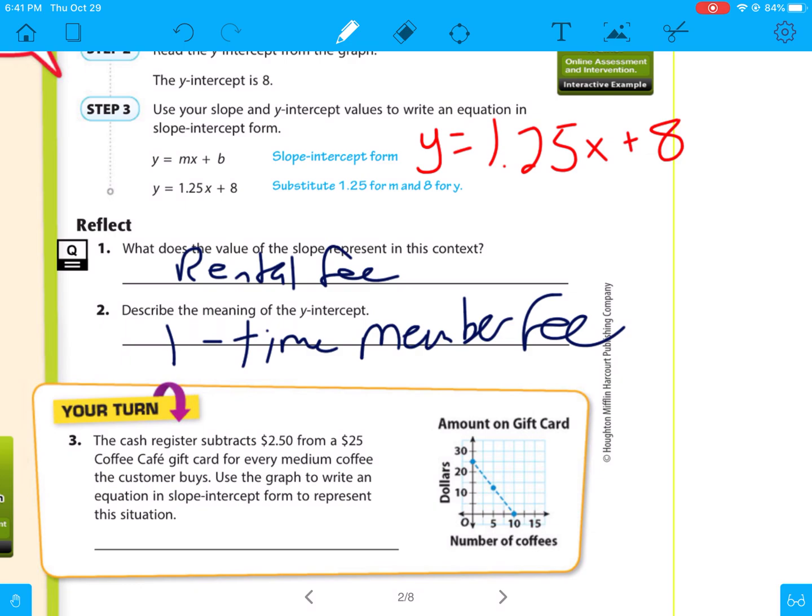Okay, so now if you look at the your turn, it says the cash register subtracts, so it takes away $2.50 from a $25 coffee cafe gift card for every medium coffee the customer buys. Use the graph to write an equation in slope-intercept form to represent the situation. So it's going to be y equals slope x plus your b.